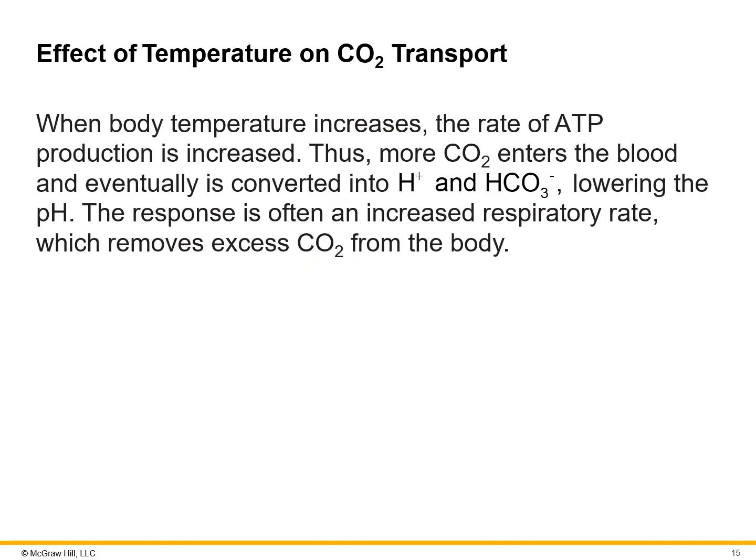Now, whenever the temperature increases, the rate of ATP production, so our energy, is also going up. We're exercising, so we're increasing that ATP production. More carbon dioxide is entering the blood because we're going through respiration, which increases carbon dioxide, and that gets converted into bicarbonate and hydrogen ions. Those hydrogen ions decrease the pH. That's going to increase the respiratory rate, which is going to help get rid of that excess carbon dioxide.